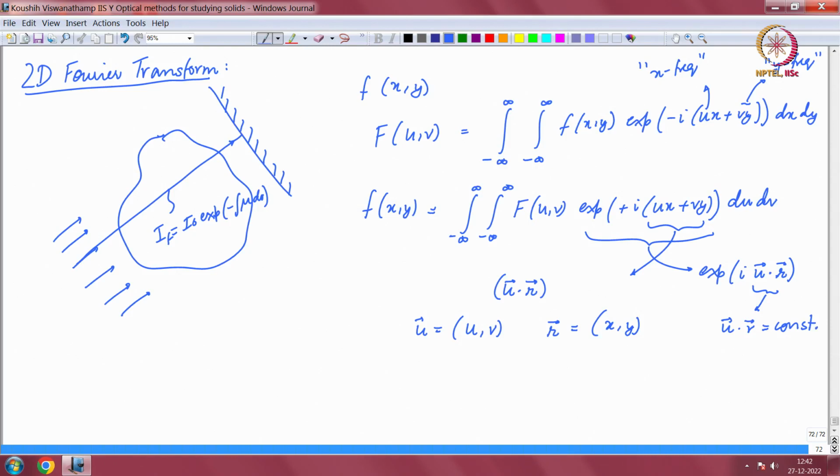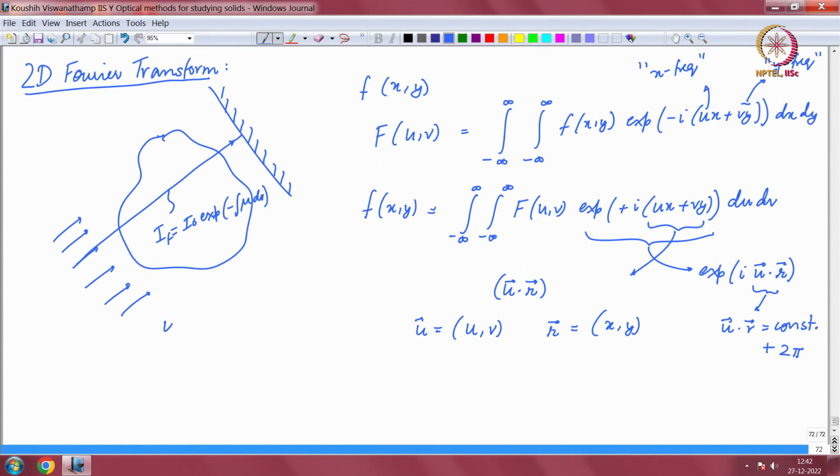Okay. So when u bar dot r bar is constant, e to the power of i u bar dot r bar is constant. So anywhere where u bar dot r bar is constant, this function will have the same value. Not only that, I can add 2 pi to this constant and the exponential will get the same value. Okay. And that is really the key for starting off on the 2D problem for tomography.